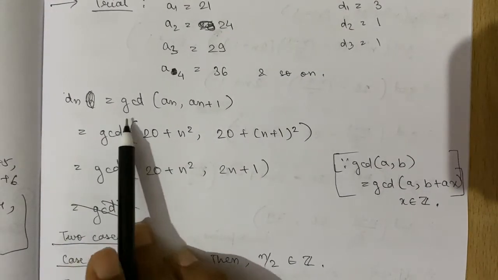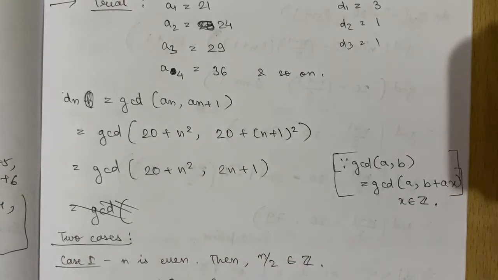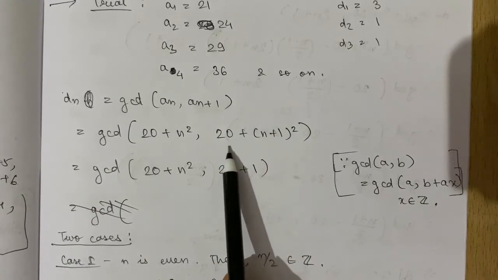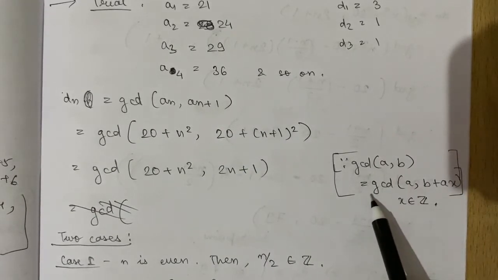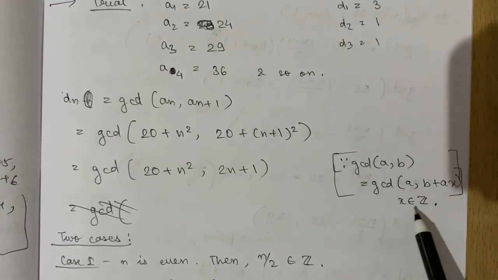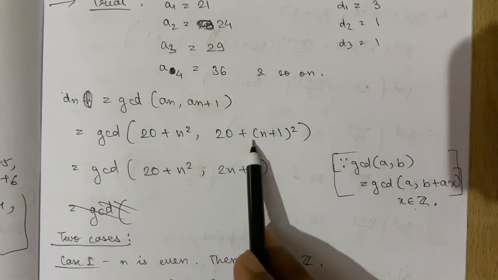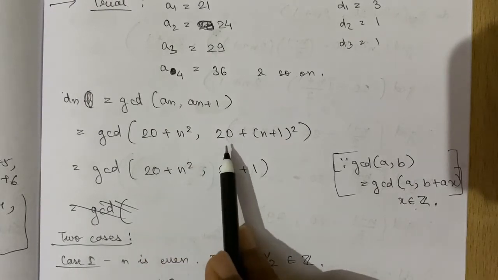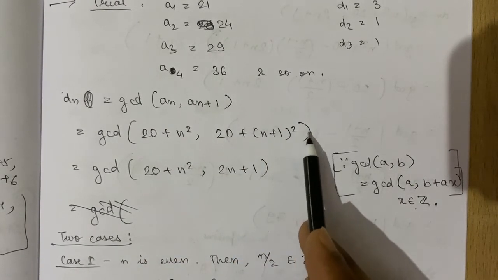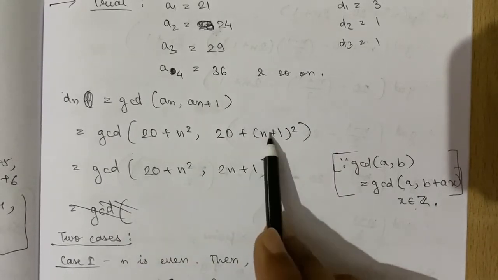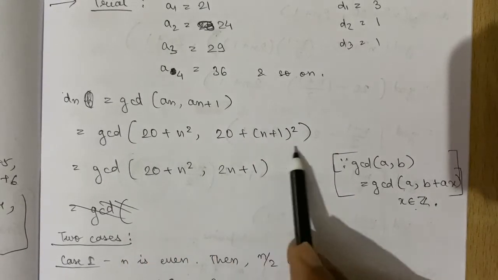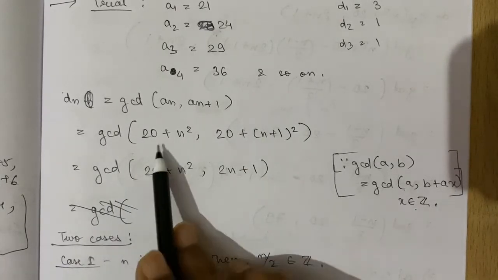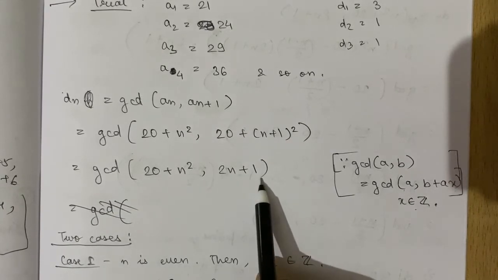So d_n is the GCD of a_n and a_(n+1), where a_n is 20 plus n squared and a_(n+1) is 20 plus (n plus 1) whole squared. The GCD of a and b is equal to the GCD of a and b plus ax, where x belongs to the integers. So in this problem I set x equal to -1, so the GCD of 20 plus n squared and 20 plus (n plus 1) whole squared minus (20 plus n squared). So I subtracted a from b, and I got 2n plus 1 here. So the GCD of 20 plus n squared and 2n plus 1.